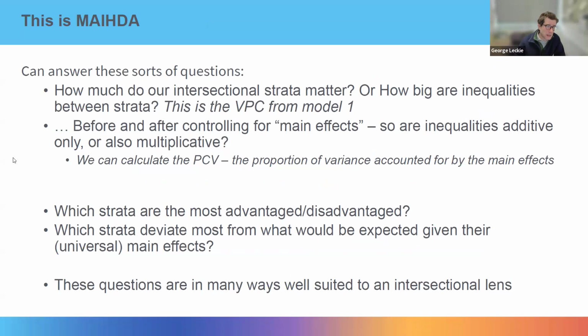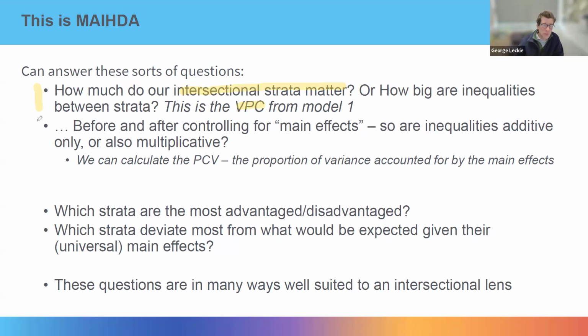And so just to sum that up again. The first thing is you fit model 1, and that allows you to answer how much do intersectional strata matter, or how big are inequalities? To what extent is the variation in individual health captured by mean differences across intersections? That is the VPC statistic, the proportion of variance at level 2. Standard statistical multi-level modeling, nice effect size.